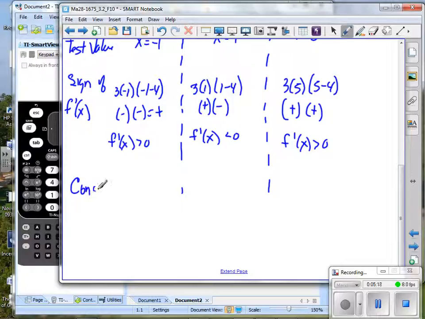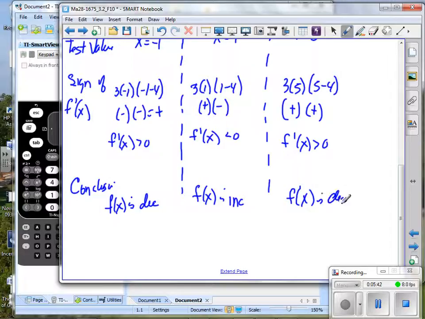And then I draw a conclusion. If the first derivative is negative, that means that the function is decreasing. If the first derivative is positive, it means that the function is increasing. And if the first derivative is negative again, the function is decreasing. The first derivative negative looks like that. Positive looks like that.